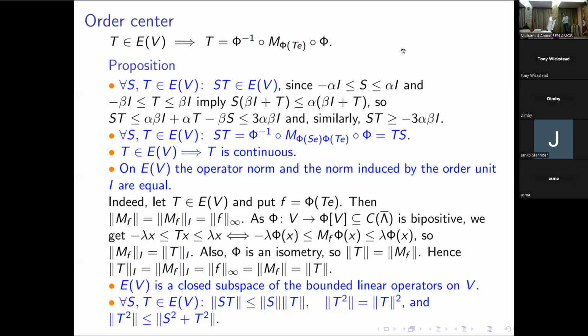We also get commutativity, and that really uses the multiplication operators. So if you apply a multiplication operator and another one, it's the same as multiplying by the product of the multiplication functions. And well, that is commutative. So at the level of the multiplication operators, it is commutative, and then it also becomes commutative in the original order unit space V. So we get commutativity. With some estimates, we can see that everything in the order center must be continuous. And we can also see that the operator norm and the norm induced by the order unit are equal on the order center.